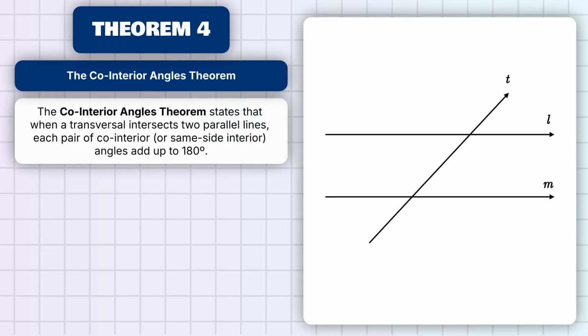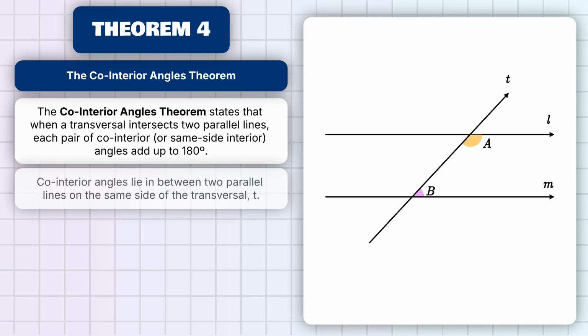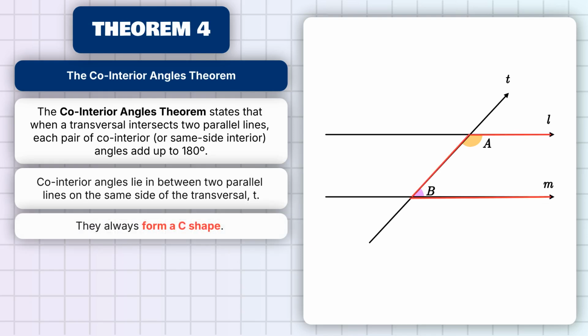Our next angle theorem is the co-interior angles theorem, which states that when a transversal intersects two parallel lines, each pair of co-interior or same-side interior angles add up to 180 degrees. Let's visualize this again with our trusty parallel lines M and L and transversal line T. Let's go ahead and label angles A and B like this. Co-interior angles lie in between two parallel lines on the same side of the transversal T. They always form a C shape like this.